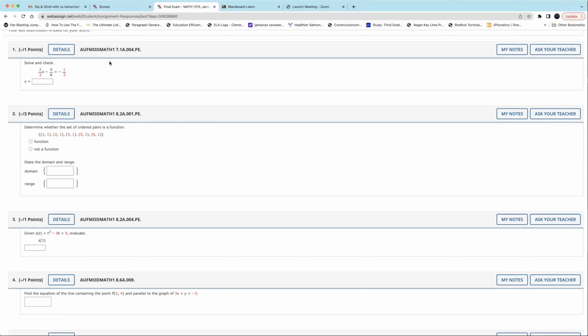2/3 x minus 5/6 equals minus 1/3. I want to get the x by itself. So I'm going to move over the 5/6. So 2/3 x equals minus 1/3 plus 5/6. I'm going to move this over.